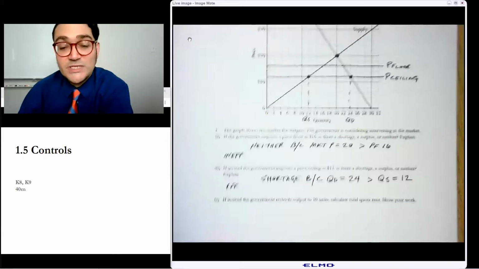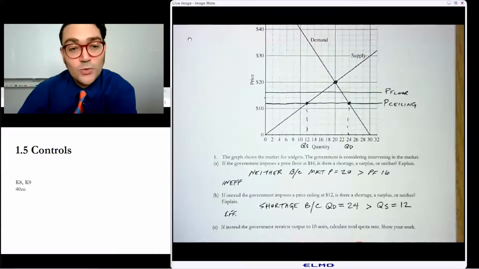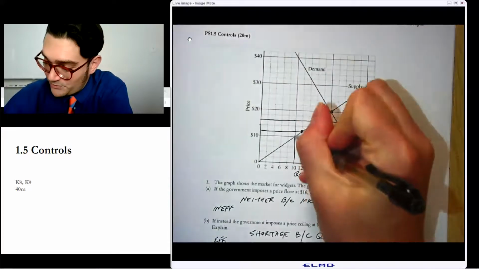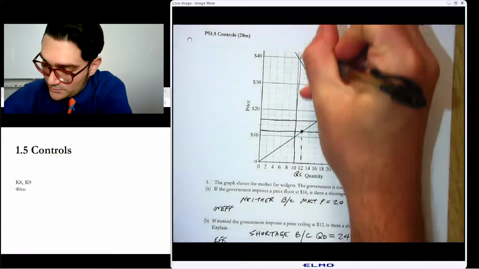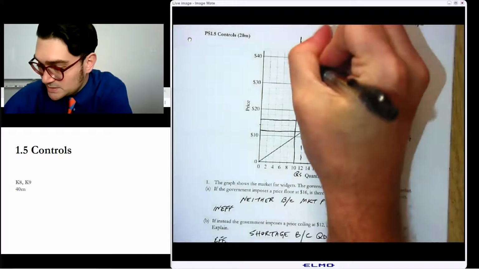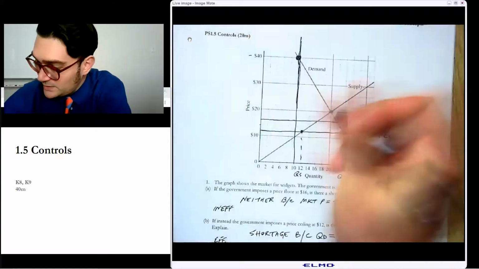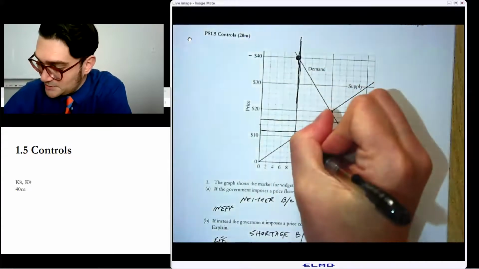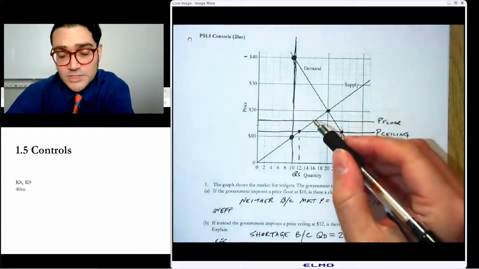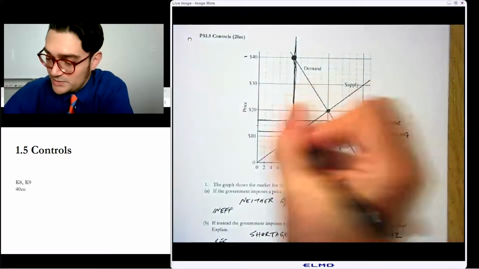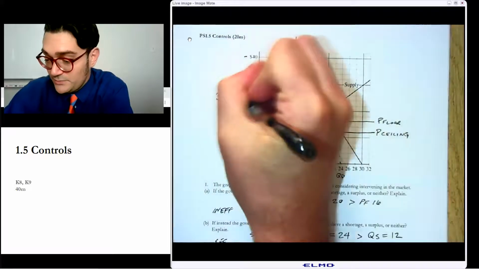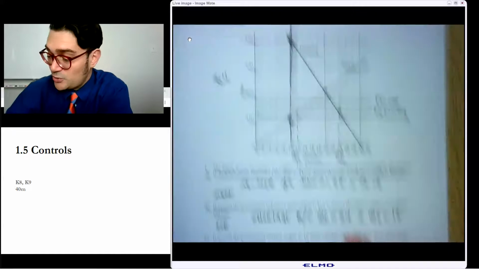If instead the government restricts output to 10, calculate total quota rent, show your work. So 10 output would be a vertical line all the way up here, whoops, right? And so it intersects here at 40, and boy, I got a lot of lines, and it intersects here at 10. So we're looking at where does it intersect with supply and demand. And so it intersects at 10 and 40. So the difference between those is 30, right? That's the height, and it's the total quota rent.